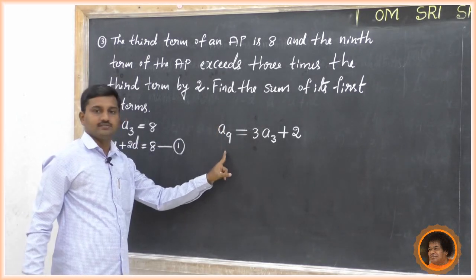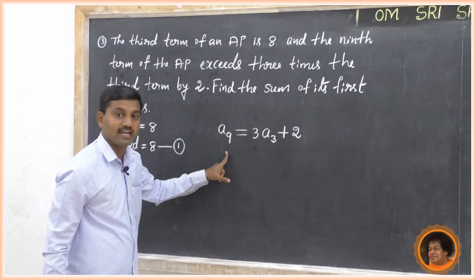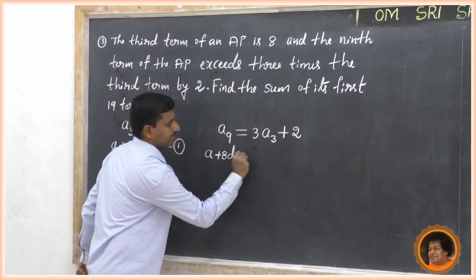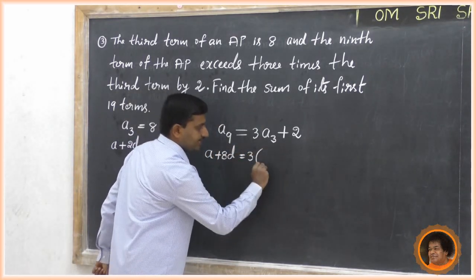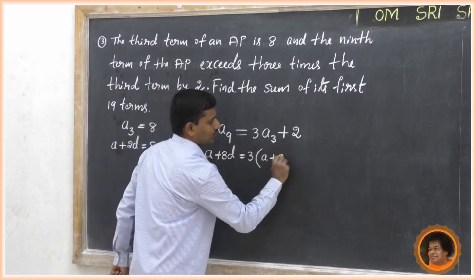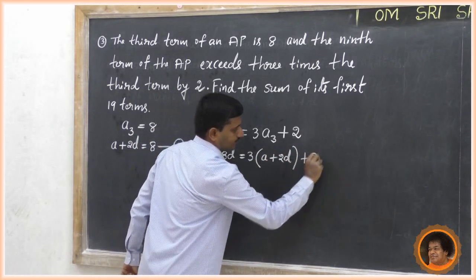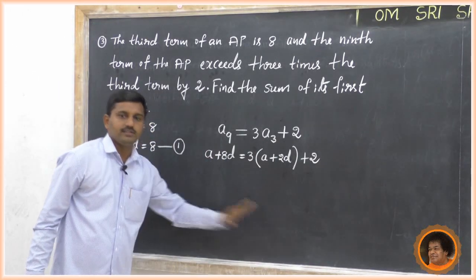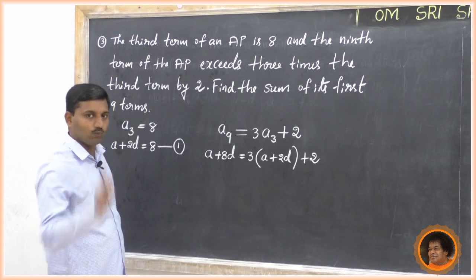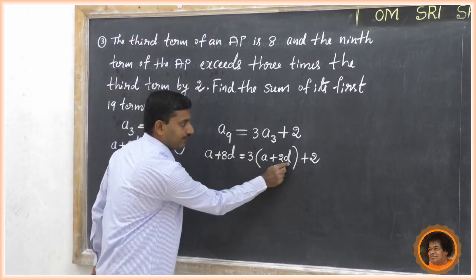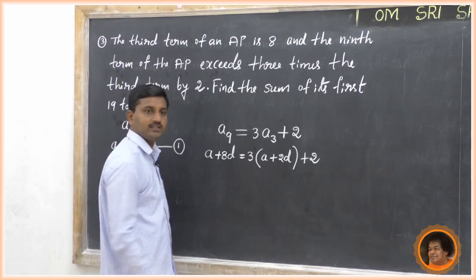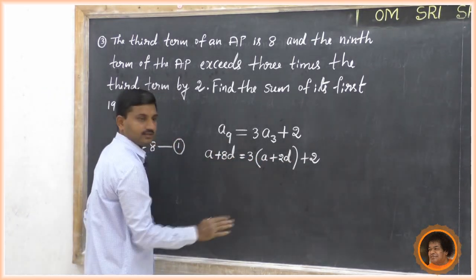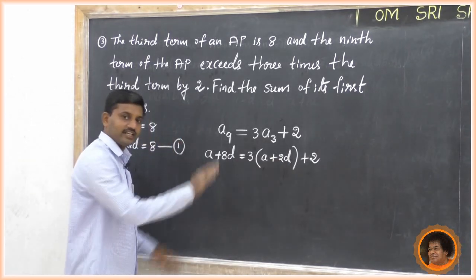So A9, how to write A9 or the ninth term? A plus 8d equals 3 into A3, a plus 2d, plus 2. Now solve the equation. There are two methods. One is to substitute the value of a plus 2d. What is the value of a plus 2d? So a plus 2d is 8. So substitute a plus 2d as 8 and simplify. So that is one method.